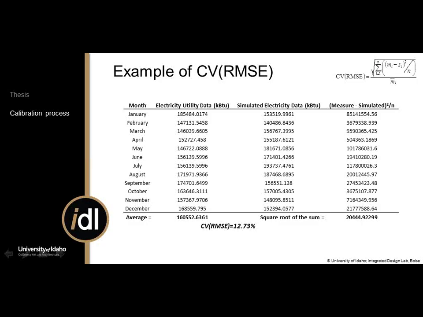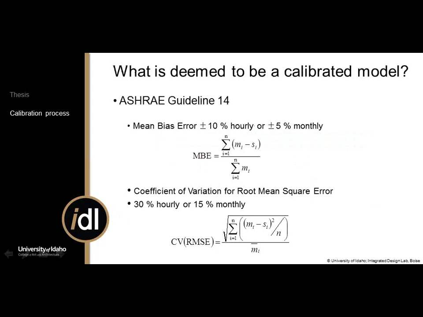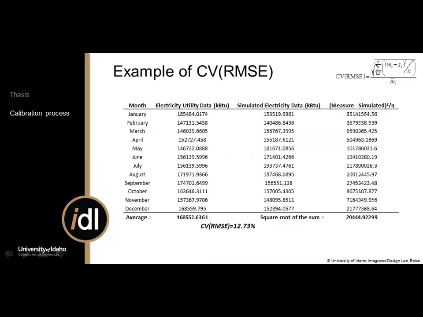The tolerance is 30 for hourly and 15 for monthly. So it's still within the tolerance. But as you can see, it takes absolute values, which also increases the percentage by a lot, almost 9 times, a little bit more than that.